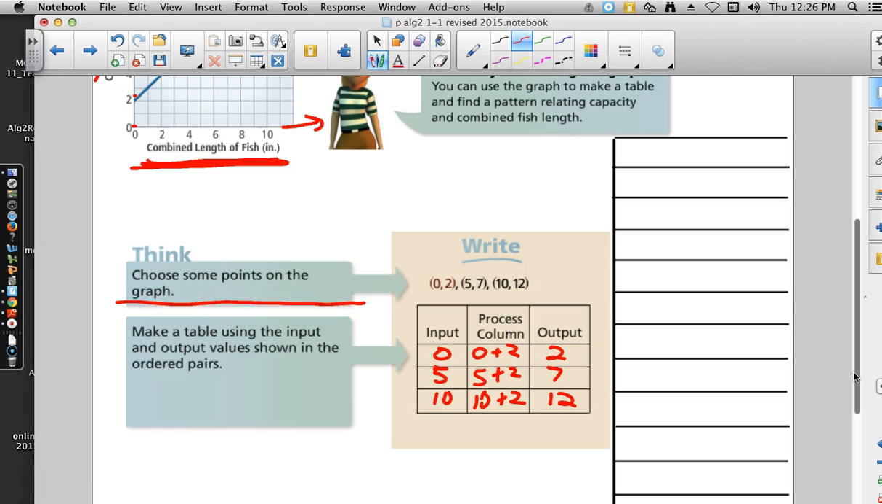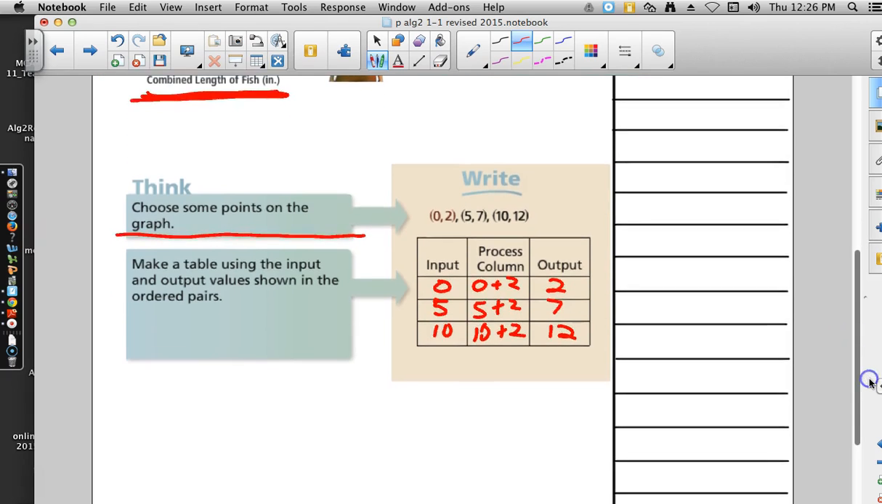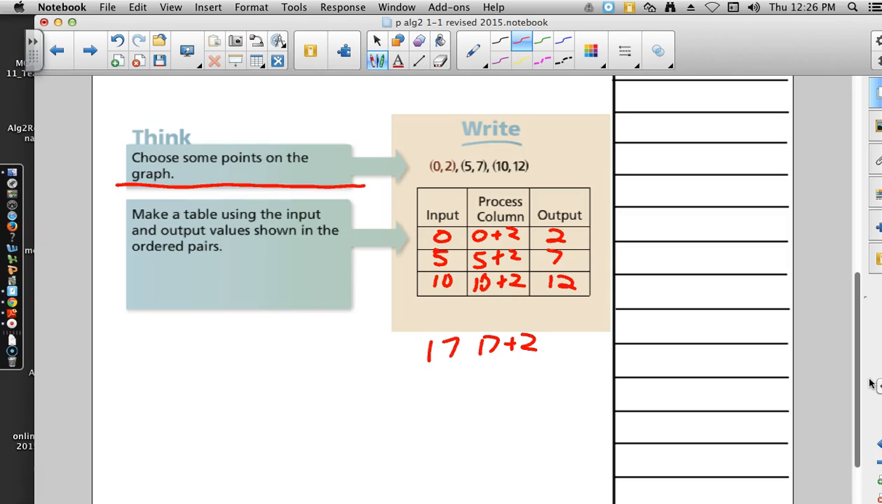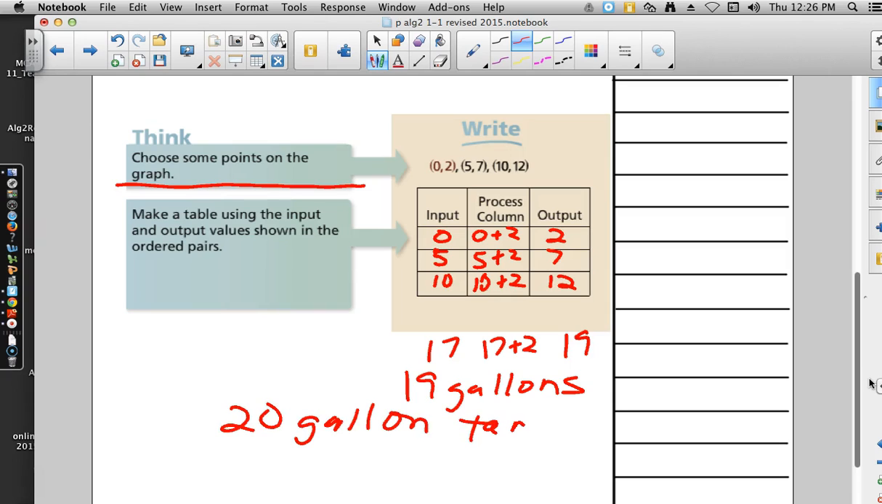So what we need to do is say, we're going to put in a 17. And if we add 2 to that, we're going to get 19. We should buy a 19-gallon tank. Uh-oh, that wasn't one of our choices. Our choices were, we're going to buy a 15, a 20, or a 25. Well, you don't want to spend any more than you have to, so we would get a 20-gallon tank. A 20-gallon tank would do it, and they'd actually have a little bit of extra room, but not a lot. You don't want to waste money.